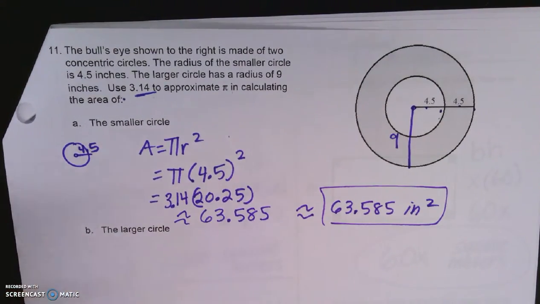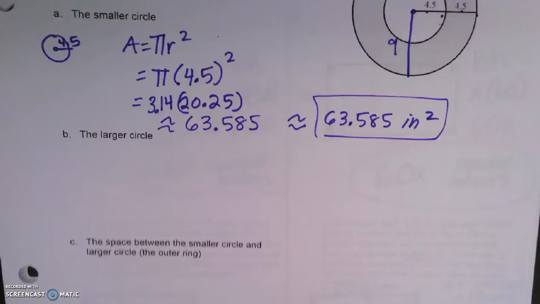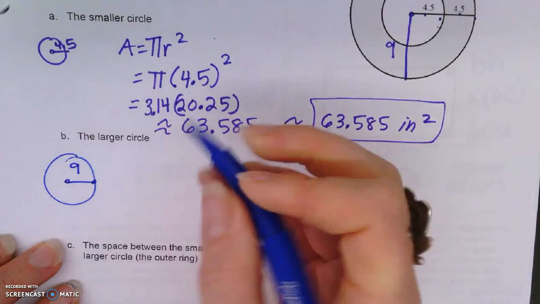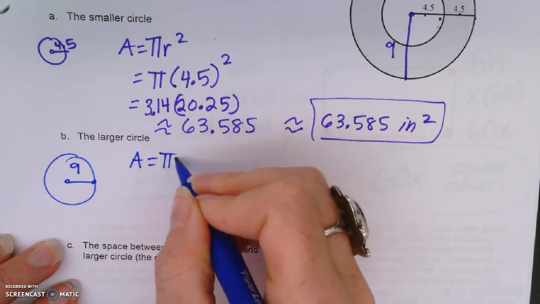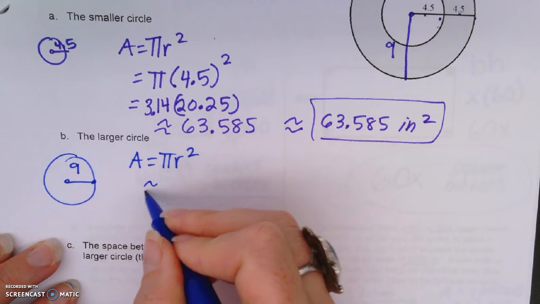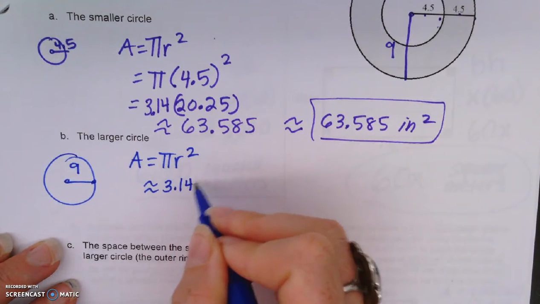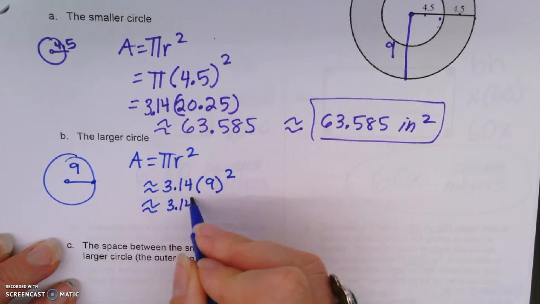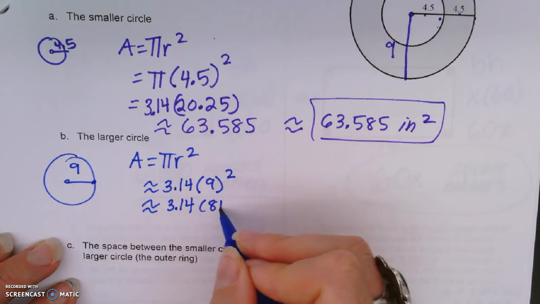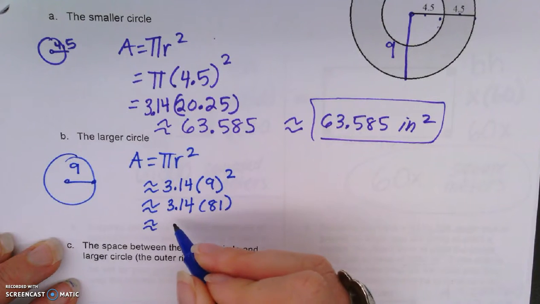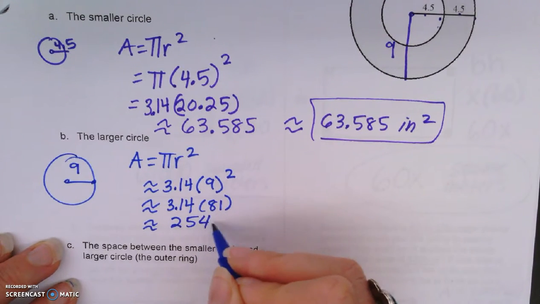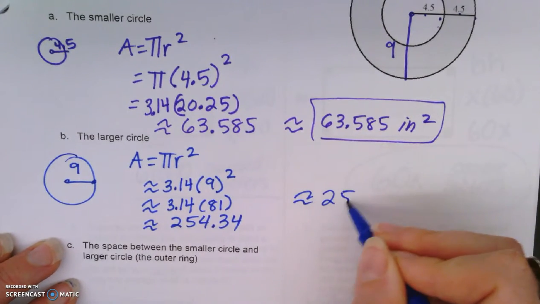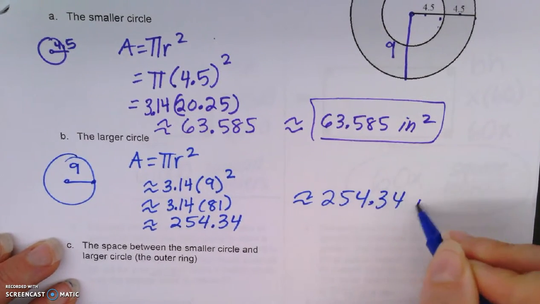Now let's take a look at the larger circle. So remember, our larger circle has a radius of 9. Area, it's still a circle, so it's pi r squared. So that means this is approximately 3.14 times 9 being squared. Do you guys remember what 9 squared is? That's right, it's 81. And 81 times 3.14 is about 254.34. So we know that this area is about 254.34 square inches.